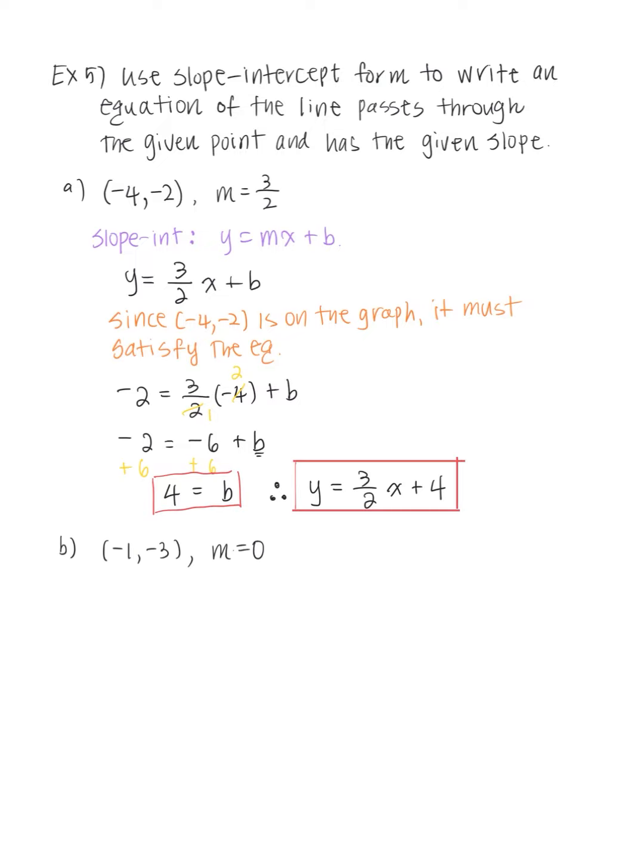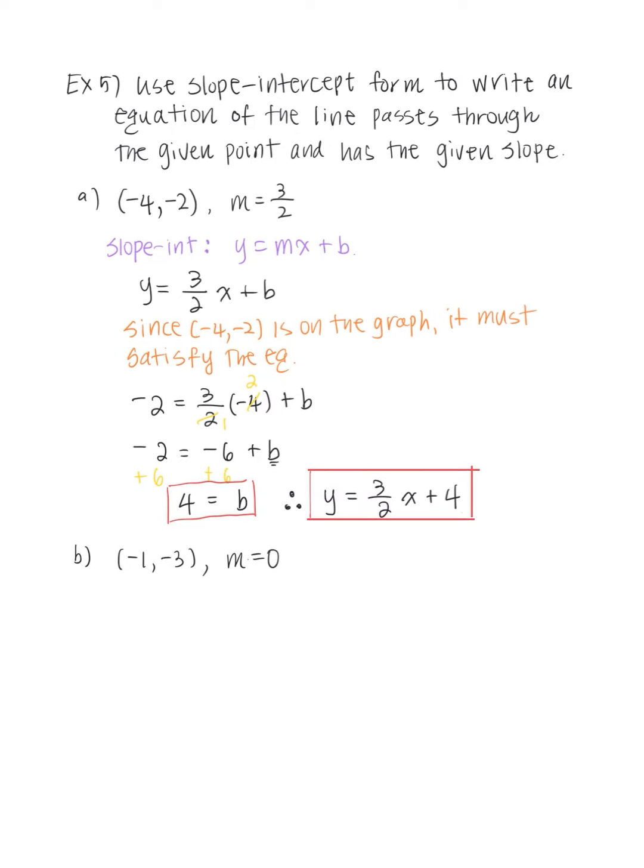So we're given -1, -3. So your line is going to pass that point, and the slope is 0. And we still want the slope-intercept form. So let me just write that out. Again, that's y equals mx plus b. All right, so now since we're given the slope, which is 0, let's plug that in. So we have y equals 0x plus b.